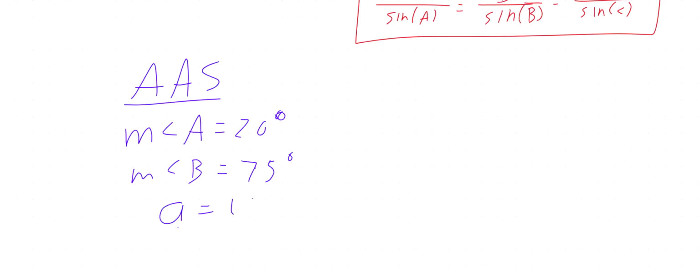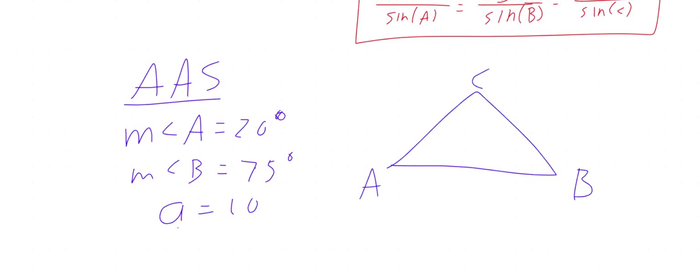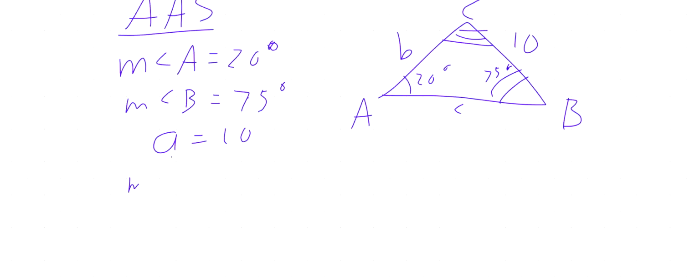So if you're not given the drawing, I always like to draw it out just to have a visual representation. It's a little easier to see things. That's 10. That's 20. That's 75. There's my B. There's my C. So the first thing that's easiest to find is angle C. Since our angles are going to add to 180, our A plus B are going to be 95. Subtracting that from 180, the measure of angle C is going to be 85 degrees.